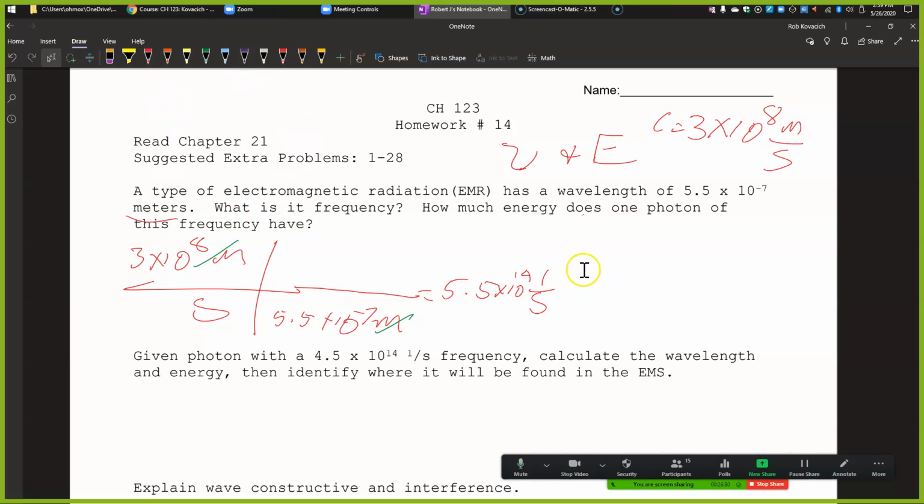And then we want to go to energy. So to go to energy, we're going to need to use Planck's constant. And so to use Planck's constant, we use h is equal to 6.626 times 10 to the negative 34th joules times seconds.